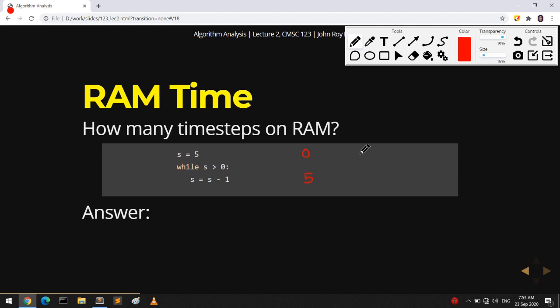How about the while loop? So this will actually be run 5 plus 1 time. So in total, 6 times. Why is that? So this is because for 5, it will be run, 4, it will be run, 3, 2, 1, and then for s is equal to 0. Because it still has to compare if it's still greater than 0. So there's an extra 1 time step for this one. So in total, there are 11 time steps. Okay? So that's how you count time steps on the RAM.